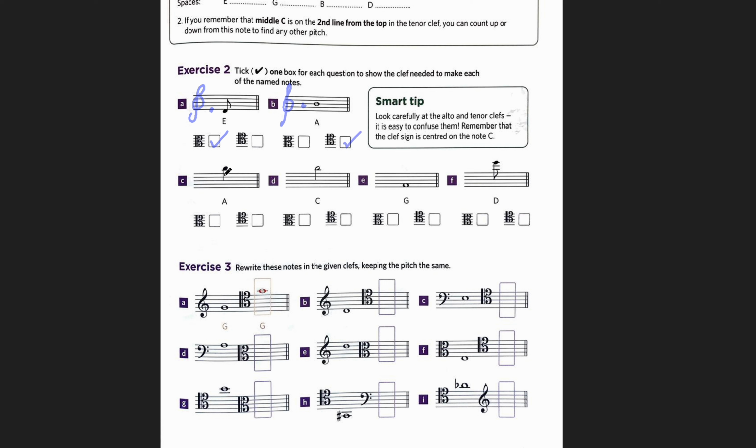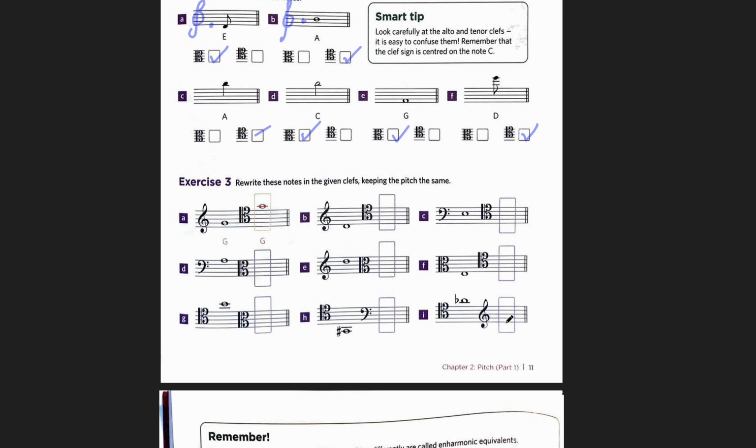And we can use that here, so an A would be up here. It's one up, so it's an alto. A C would be here, so it's one up. Sorry, that was a tenor. A C would be up there, so it's an alto, because one down. A G would be here, so it's one down, so it's an alto. And a D would be one up, so it's a tenor.